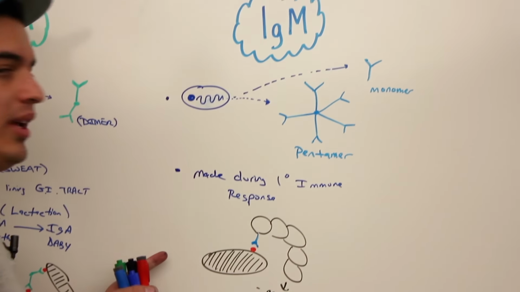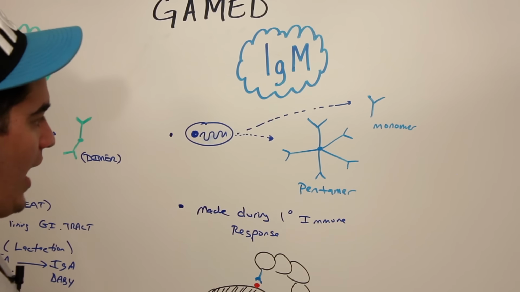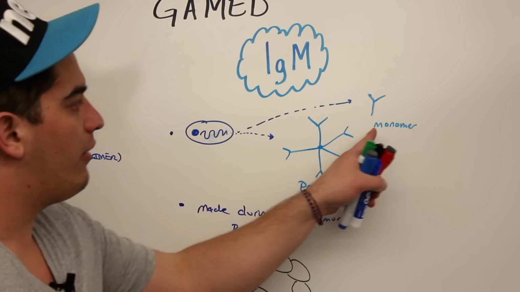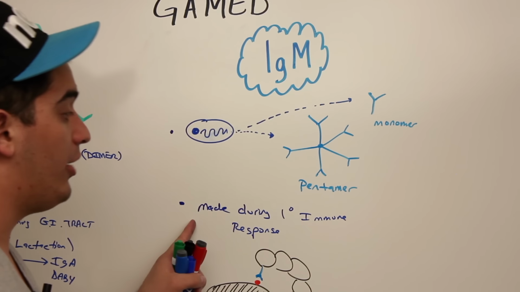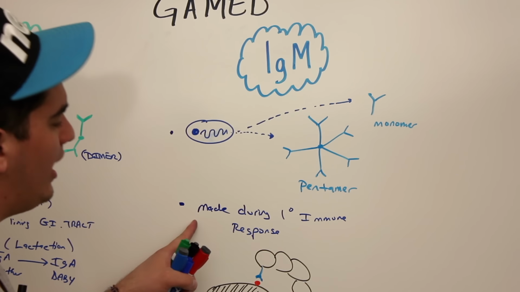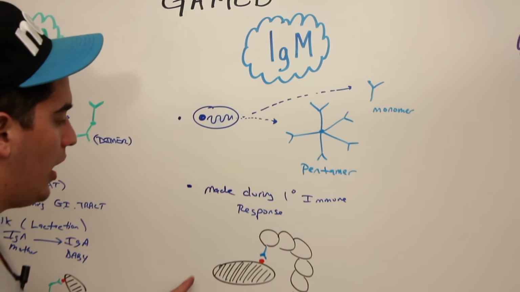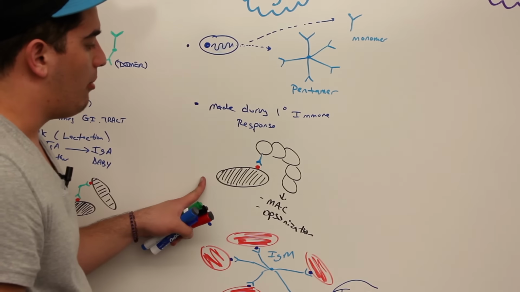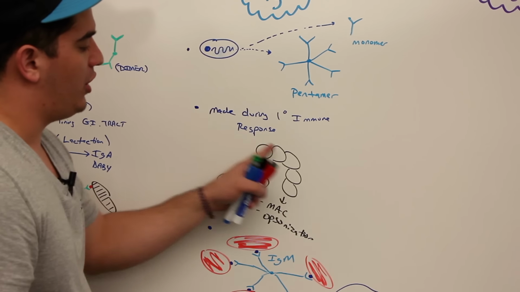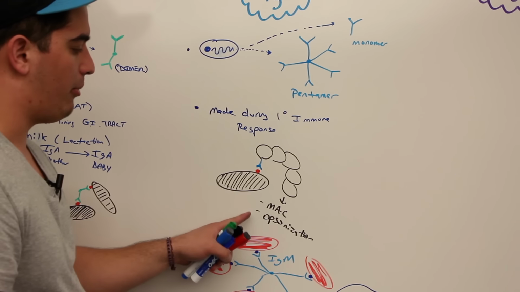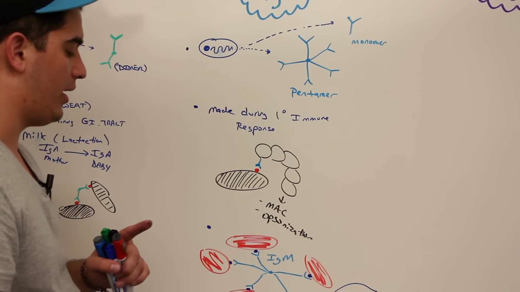So again, what can this guy do? Okay, he can be made by plasma cells in the pentameric form or the monomeric form. He can be made during the primary immune response, and he can even be made a little bit during the secondary immune response, but very, very little. What does he do? He can bind in the monomeric form to foreign antigens and initiate the complement system and activate the membrane attack complex and opsonization mechanisms.